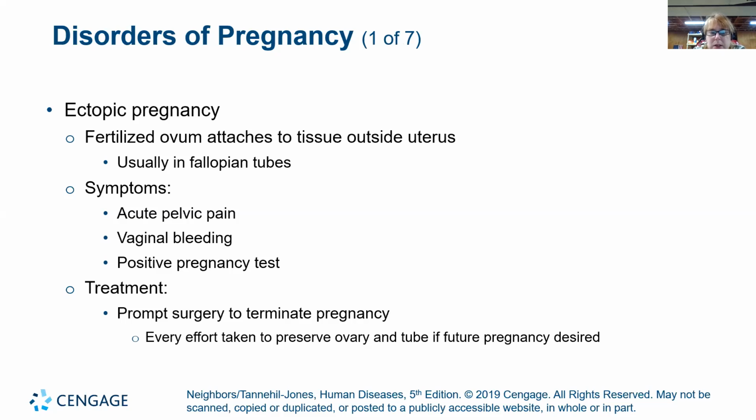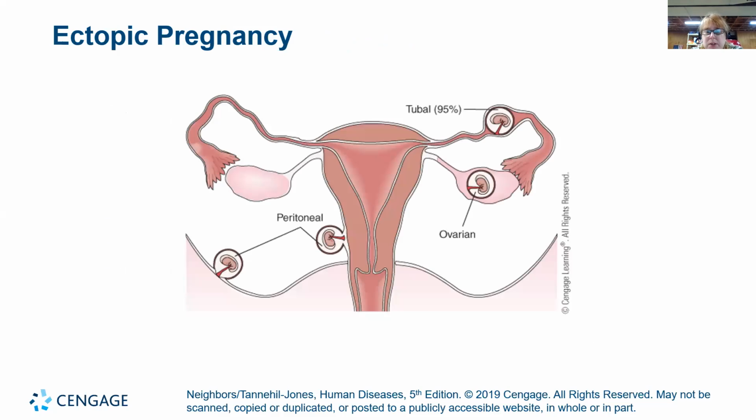Okay, so usually they have to surgically remove it to terminate the pregnancy. Every effort is taken to preserve the ovary and tube if future pregnancy is desired. Sometimes they have to sacrifice the ovary and the fallopian tube, but hopefully the patient's other ovary and fallopian tube will be working. So this is just a picture of where the ectopic pregnancy occurs in the fallopian tube.